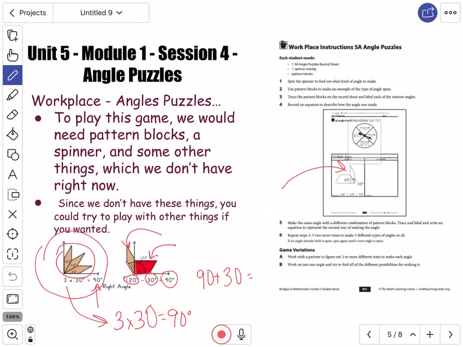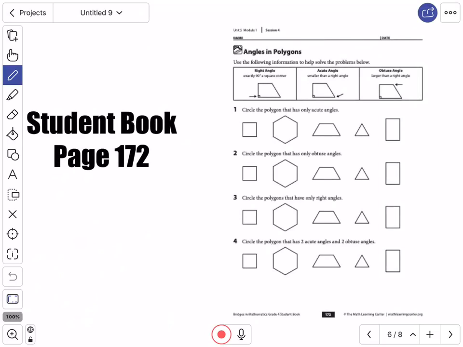Or let's say you spun and it told you to make a 120-degree angle. You could simply use the red pattern block and the brown one to make a 120-degree angle if you were to just add 90 plus 30 to get that 120-degree angle.